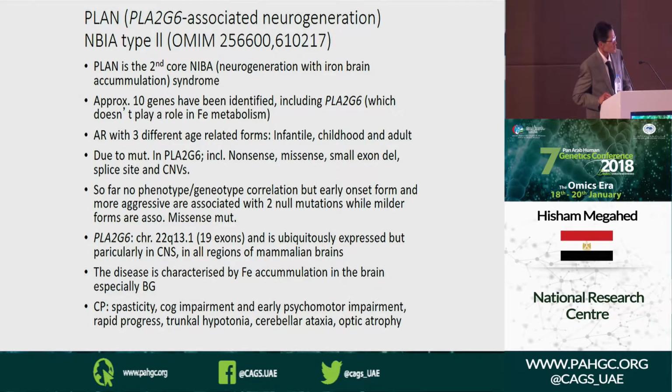So the PLA2G6 plays an important role in the neurodegeneration of iron brain accumulation. Actually, this gene doesn't play a role in iron metabolism, but the mutation causes accumulation of iron in the brain, especially in the basal ganglia, which causes most of the symptoms and the spasticity.